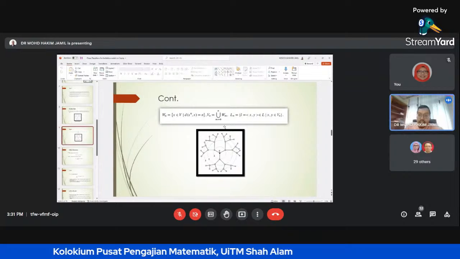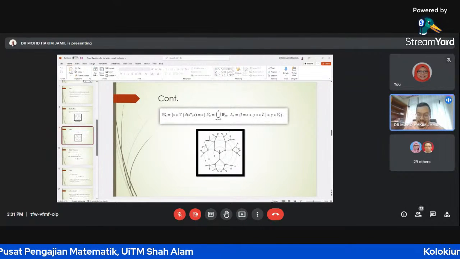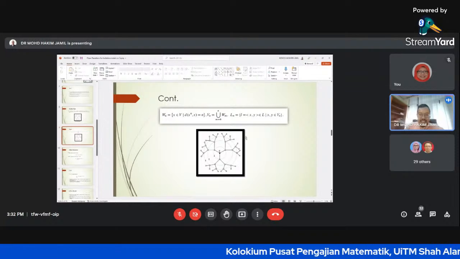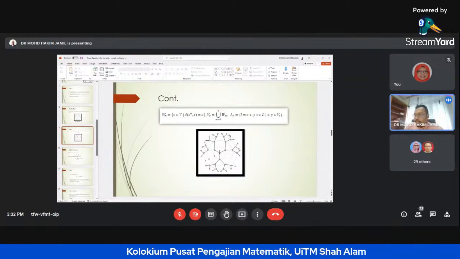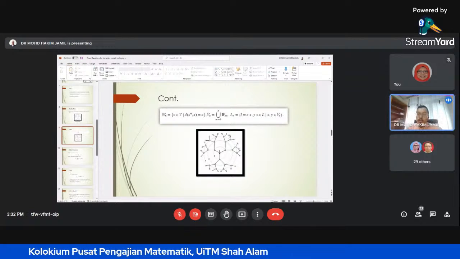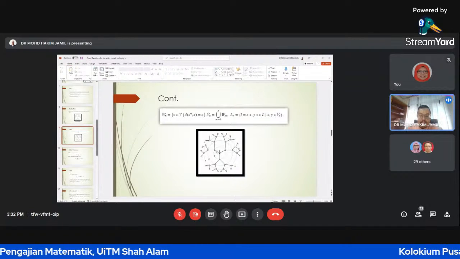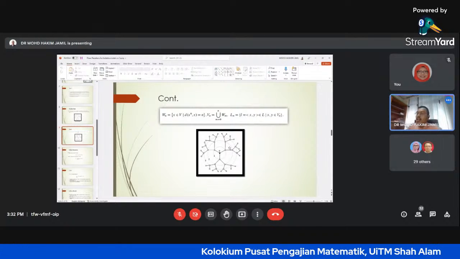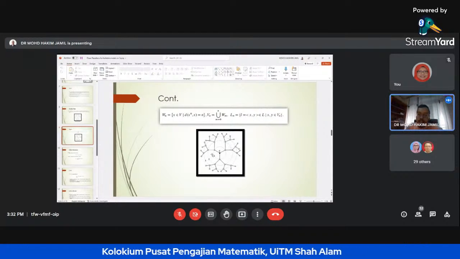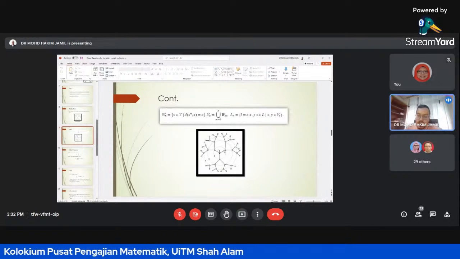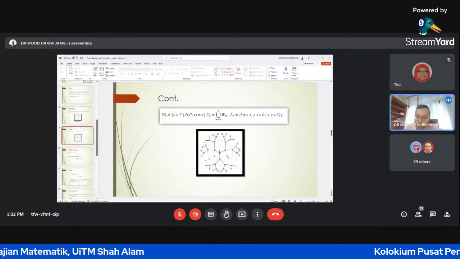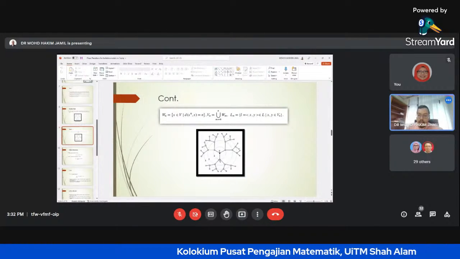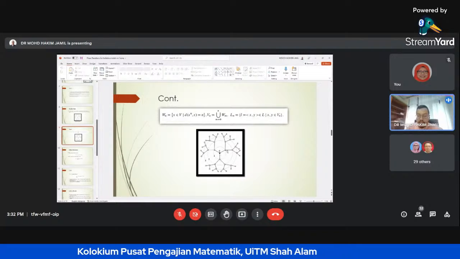Thank you, Dr. Rini, for asking the question. In order to answer Dr. Rini's question, for example, we choose K equal to 2. In this case, we have 3 vertices, since for an infinite Cayley tree we have K plus 1. So we have 3. We have vertices 1, vertices 2, and vertices 3.